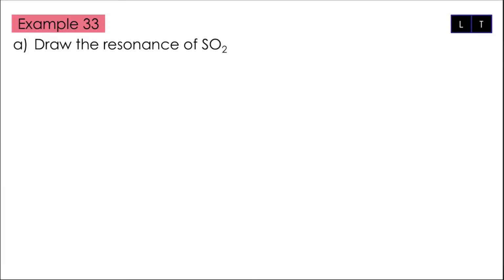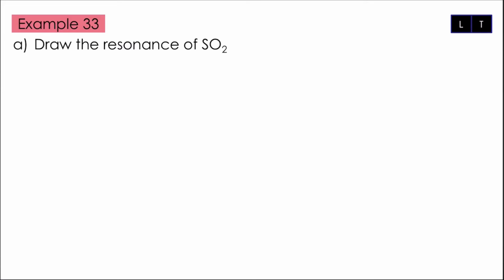So, as an example, I'm going to use example 33, draw the resonance structure for SO2. In your notes, maybe there is an extra question for B. Please eliminate that question because I'm just going to focus on how to draw the resonance structure for this molecule only. So, in order for us to start, please make sure you still know that no matter what, you have to draw the Lewis structure. So I'm going to calculate my total number of valence electrons in SO2.